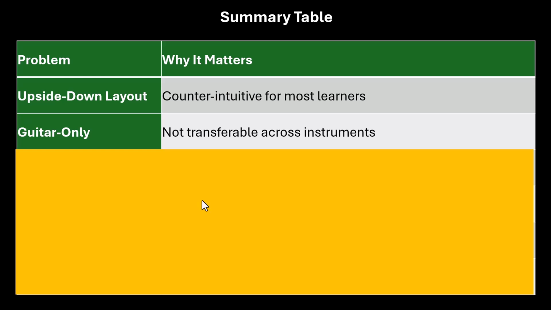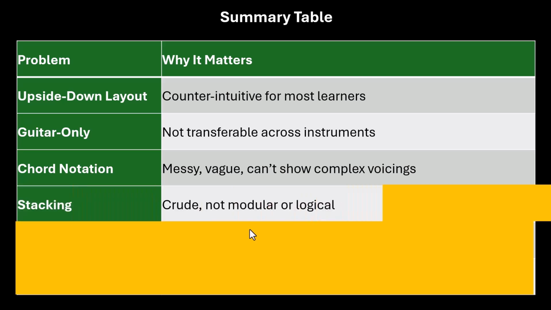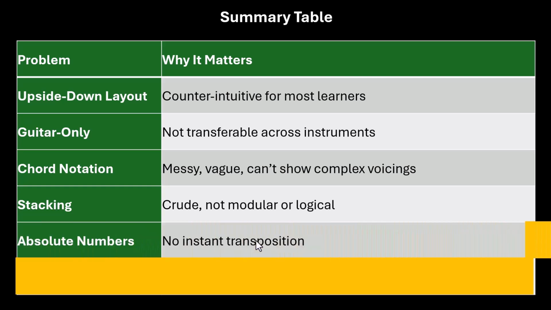Some things need to change. Guitar only, not transferable across instruments. That's the problem, but it has its purposes. Chord notation: messy, vague, can't show complex voicing. So as a tool of mimicry, it's best basically for melodies. Stacking: crude, not modular or logical. So again, stacking of chords gets kind of ugly on tablature. Absolute numbers, no instant transposition.